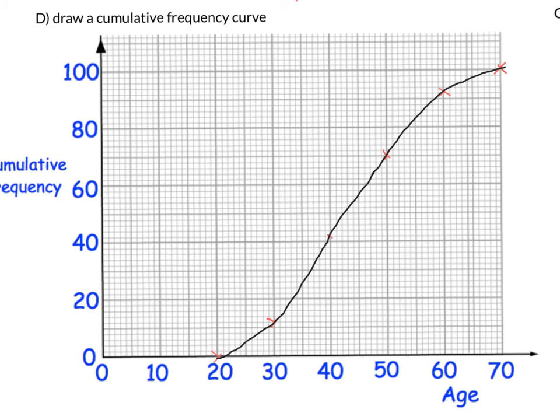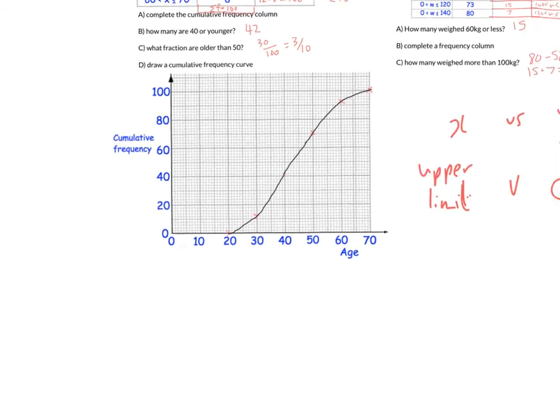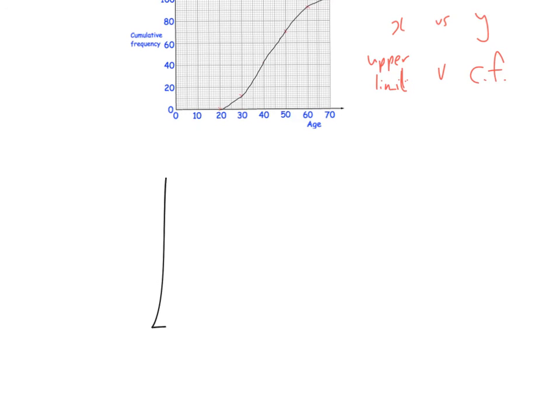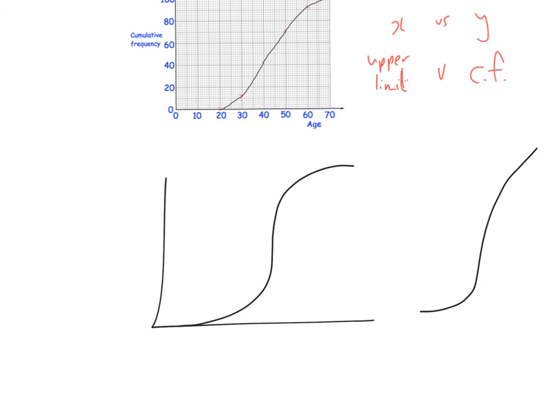Okay, so it should be a smooth curve. Now it looks relatively straight, but quite often the curves on cumulative frequency look a little bit like this. It should never go back on itself, but it has that sort of S shape. And that's called an ogive.